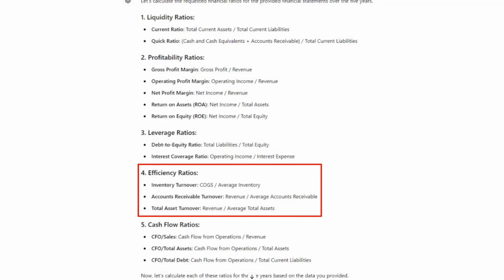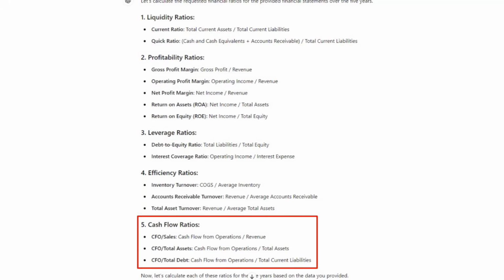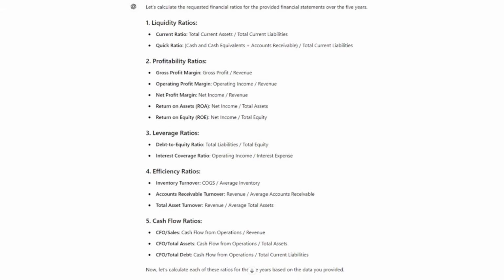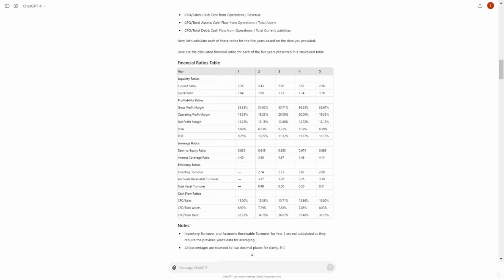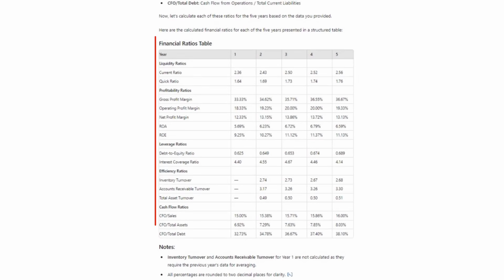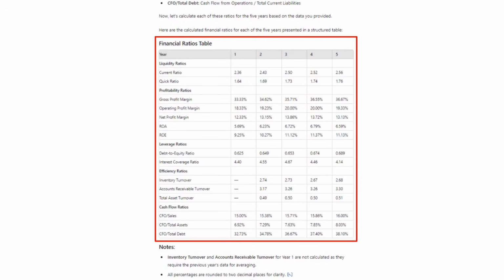The inventory turnover and accounts receivable turnover efficiency ratios will show us how effectively the company manages its assets. The cash flow operations to sales and cash flow operations to total assets cash flow ratios will reflect the company's ability to generate cash from its operations. ChatGPT presents the calculated ratios in a structured tabular format, allowing for easy year-over-year comparisons and trend analysis.